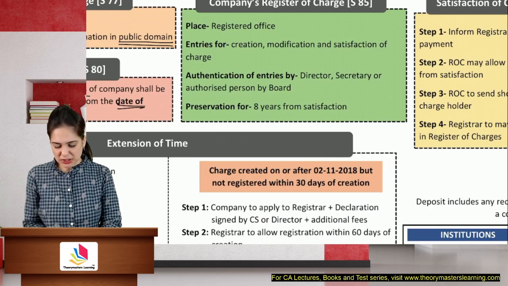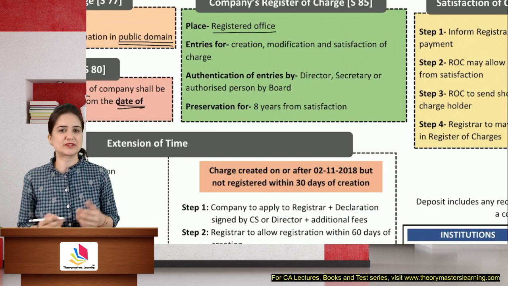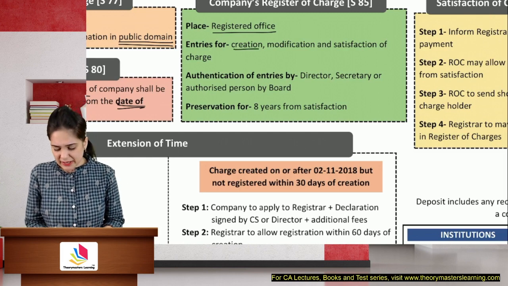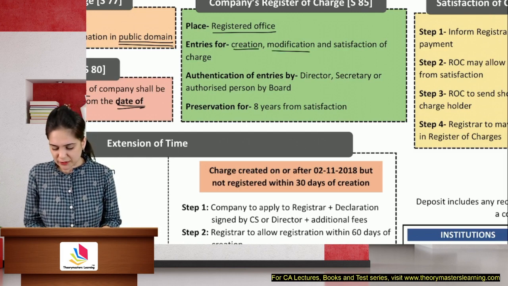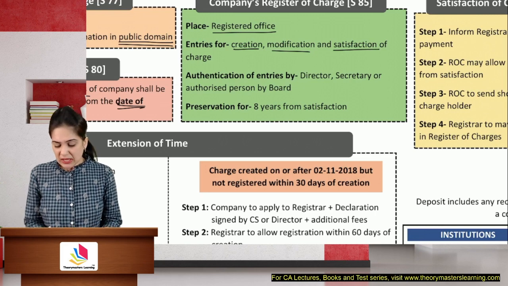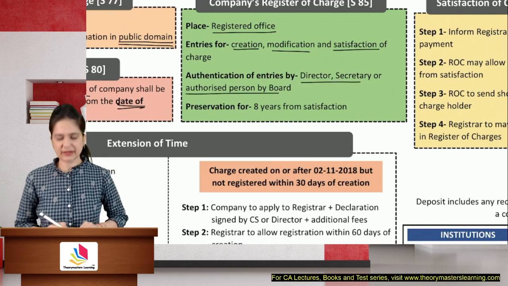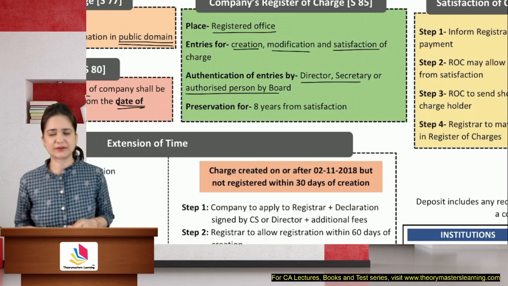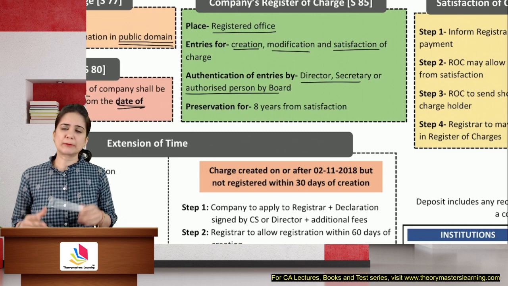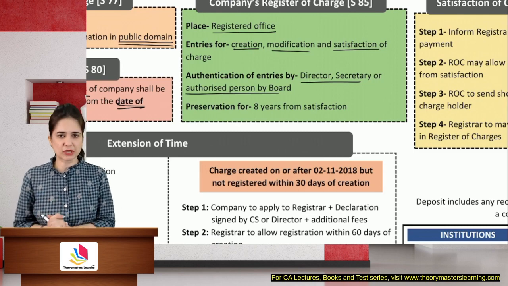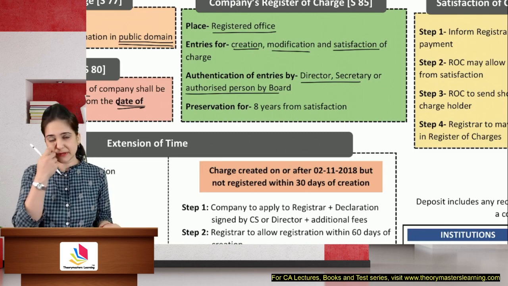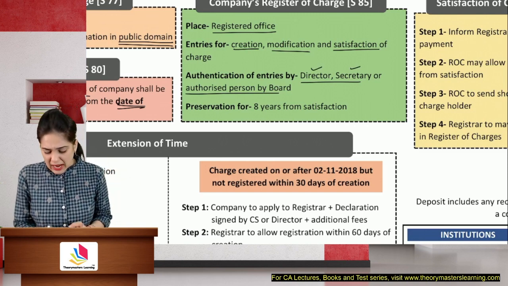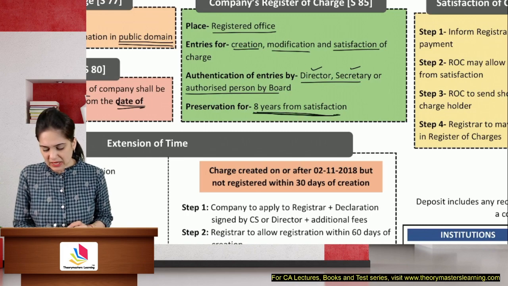Company's register of charges. The company will maintain a register of charges at the registered office of the company. Just like the ROC, the company will also maintain a register. Entries will be made for creation, modification, and satisfaction of charge. It will be authenticated by a director, secretary, or any other person authorized by the board, in case you don't have a company secretary. Entries will be made by the employees, but it has to be verified and checked by a director, secretary, or any person authorized by the board, and it will be preserved for 8 years from satisfaction.